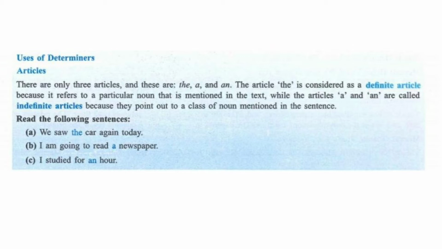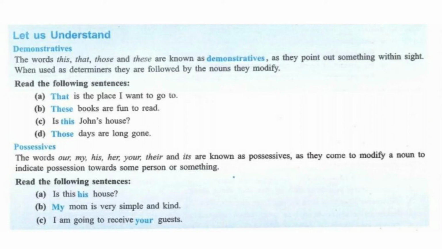The car again today. I am going to read a newspaper. Now here it is not specific. It could be any newspaper, a newspaper, that someone is going to read. I studied for an hour. Now here also the hour is not specific, which hour he studied. Okay. These are determiners, and articles are used as determiners here before a noun.